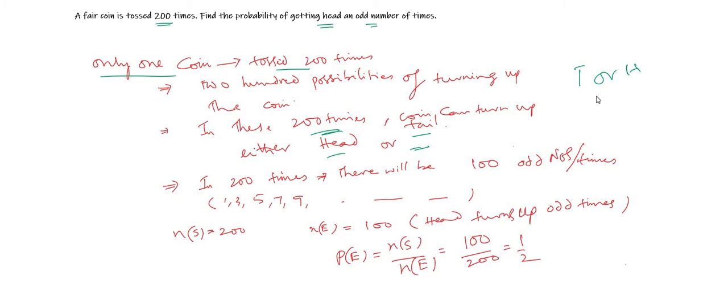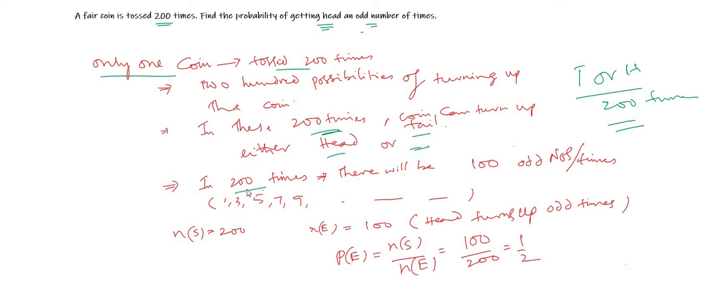We can't say. All 200 can be T's, all can be H, or one time T, one time H, or sometimes T, sometimes H. Maybe in 200 times T, H, H, H, H, T, T, T and so on, like this 200 times will turn up. Possibilities are there. But he is asking here that head should come an odd number of times out of 200.